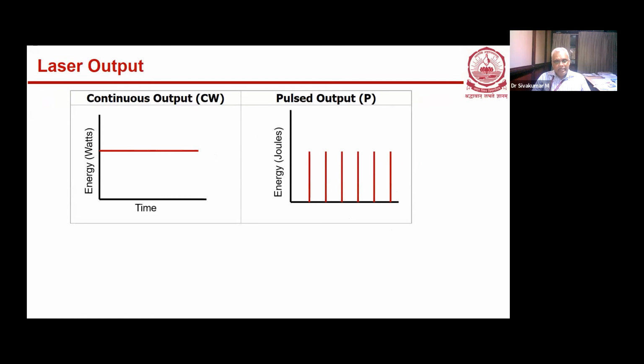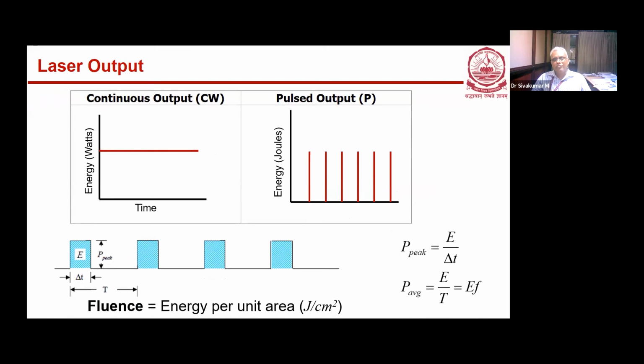In addition, there are 2 types of outputs from a laser. One is continuous output, the other one is pulsed output, like a flashlight. In the continuous output, it is very difficult to produce lasers of high energy, high power. It is very difficult because you have to have a huge active medium, and we have to spend a lot of money for that. Because to have a ruby rod of very large size, some 10 centimeter itself, is of huge cost. You have to spend a lot of money for that.